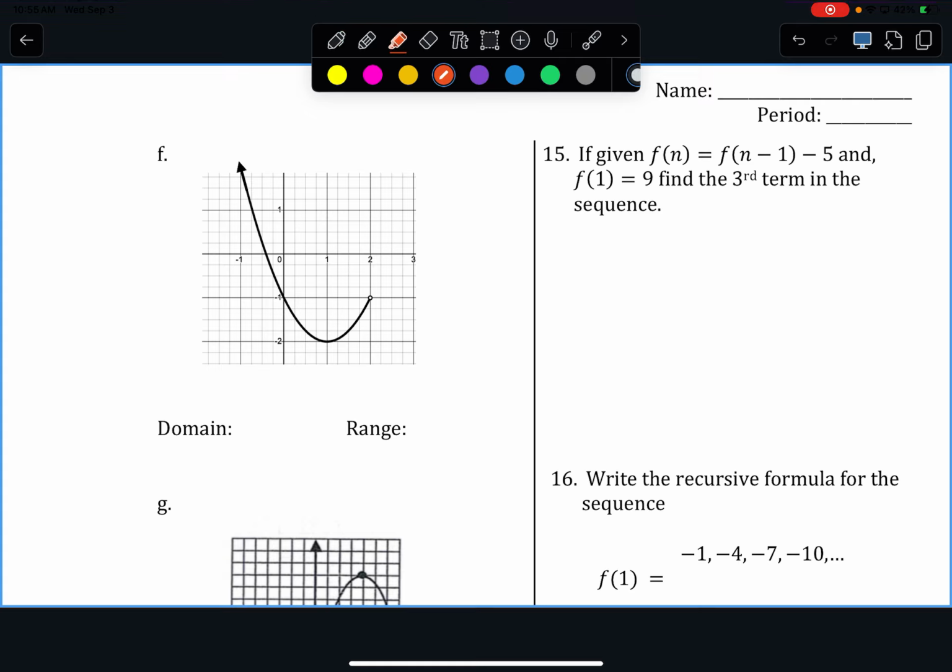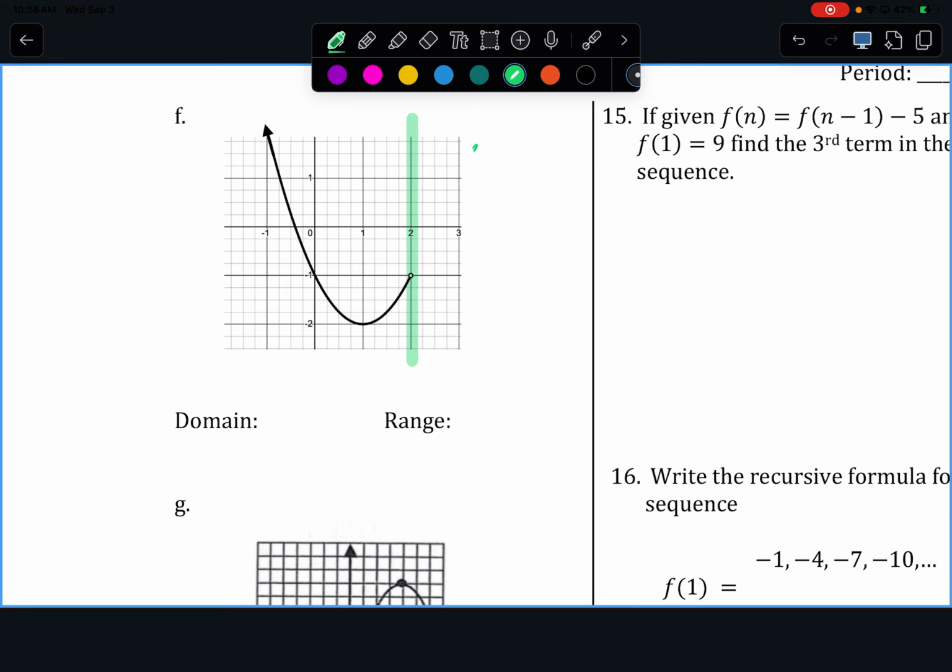So domain, we're looking for, is he able to go forever left? Yeah, because this arrow is going forever left. So he has no wall on the left side. Is he allowed to go forever to the right? No, right? There's a wall right here stopping him, and that's clearly an x value of 2. So single wall, please remember this, there's only one wall stopping my domain. Single wall means a single inequality.